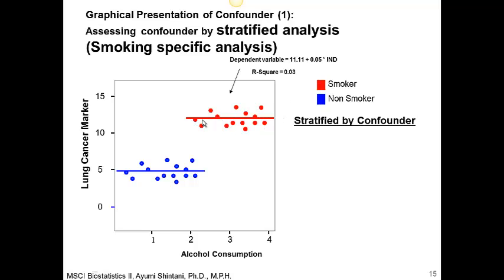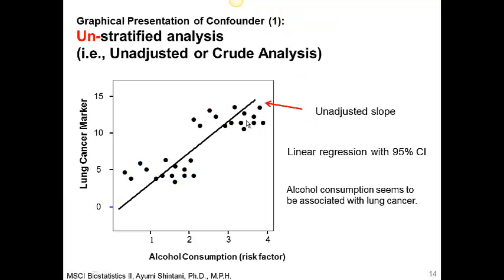Probably not, because within the smokers the slope is flat, so increasing alcohol consumption level does not really link to increasing lung cancer marker value. And the same for non-smokers. So this is an example of smoking confounding the association between alcohol consumption and lung cancer. This is an unadjusted, unstratified analysis. You ignore the effect of smoking, so we mistakenly said there is an association between alcohol consumption and lung cancer.